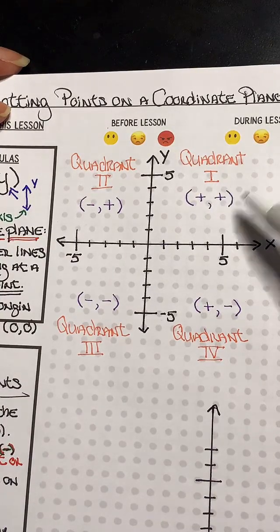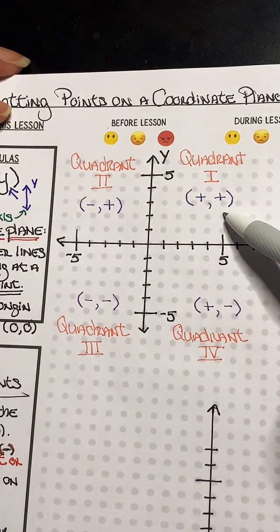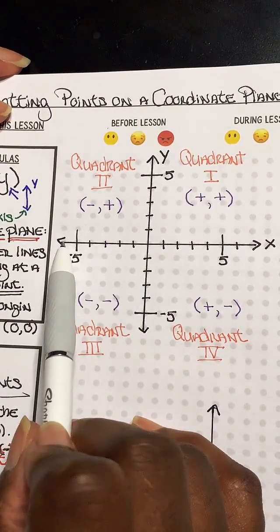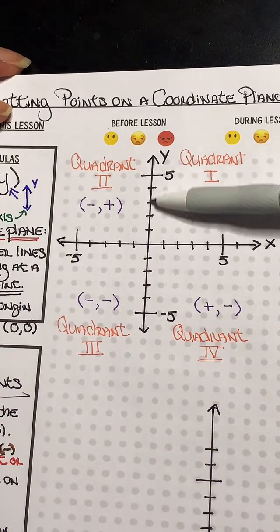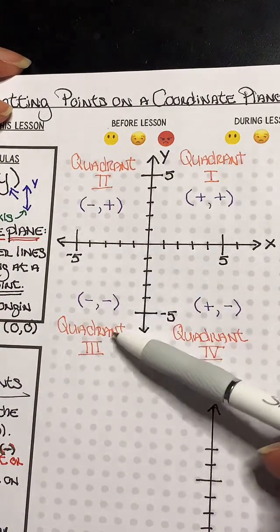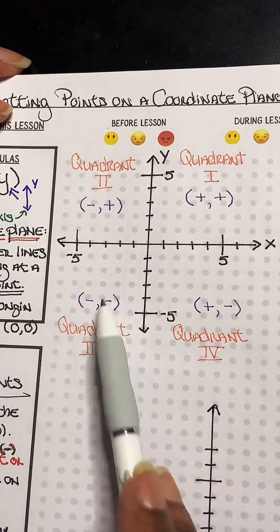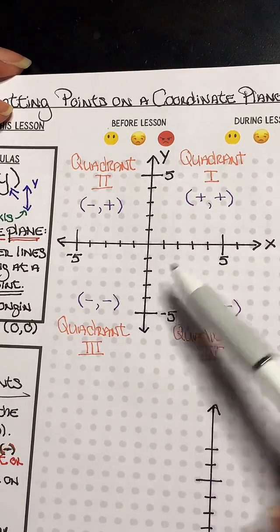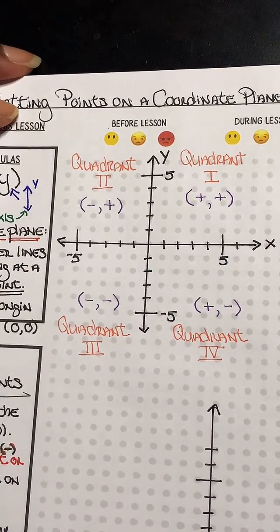So in quadrant 1, the x values and the y values are both positive. For quadrant 2, because remember this is going to the negatives, all the way to negative infinity, my x's are negative, but my y's are positive. Quadrant 3, both your x's and your y's are negative. And in quadrant 4, your x's are positive and your y's are negative. Okay? All right? So there we go.